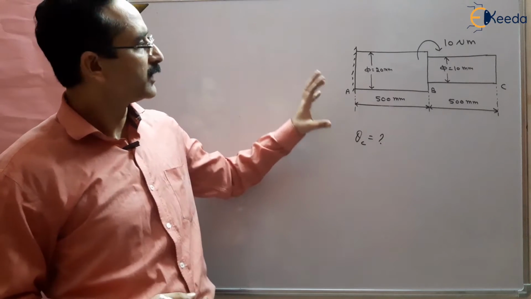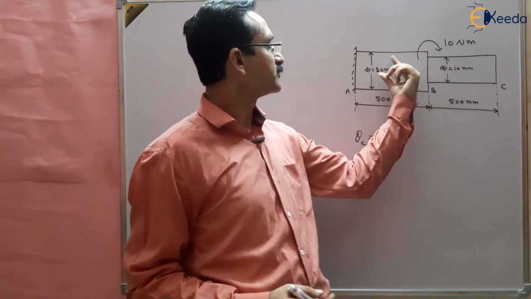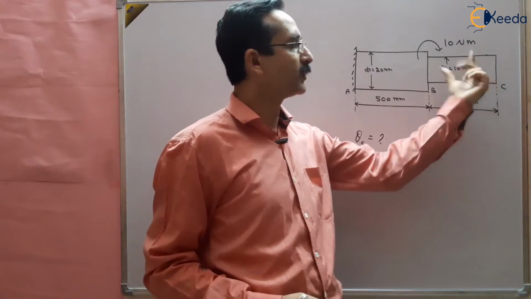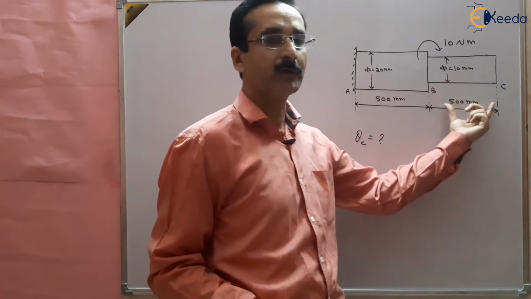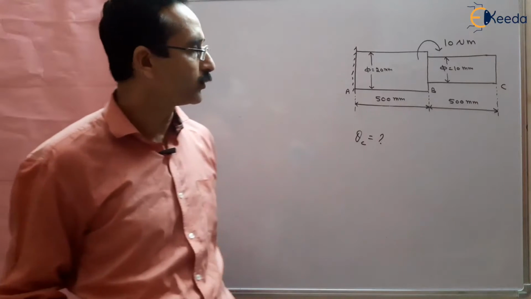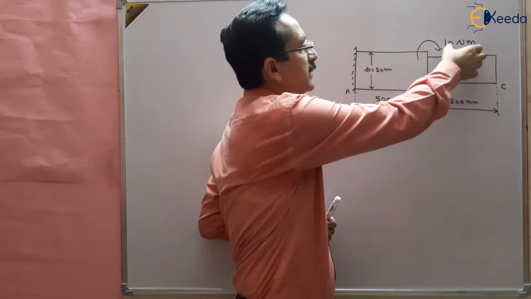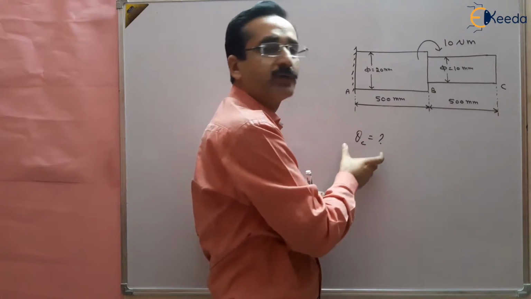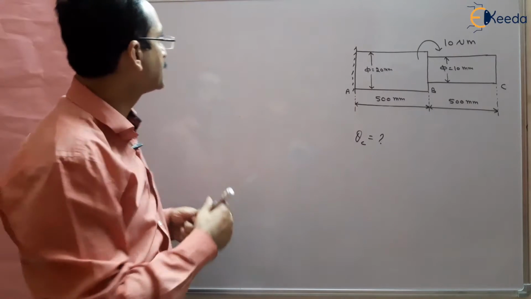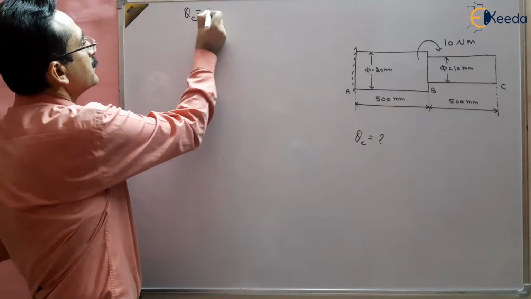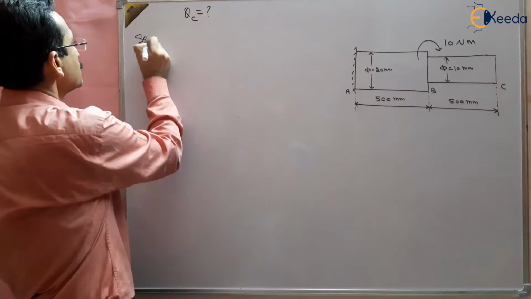In this question we are given a stepped shaft. One step is 20 mm and another step is 10 mm. The total length of the shaft is 500 mm plus 500 mm, which means it is 1 meter long. A torque of 10 Newton meter is applied at point B. We have to find the total angle of twist at point C, theta C. So let us solve this question.